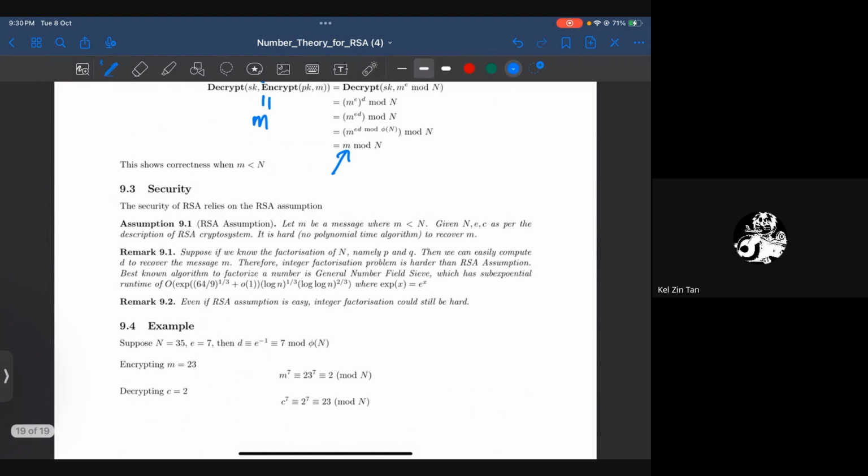So the RSA assumption says that it is hard to recover this, and it is believed to be true. Okay, it is believed to be true, but it has been shown in a lot of special cases, special instances, that the RSA assumption is not true.